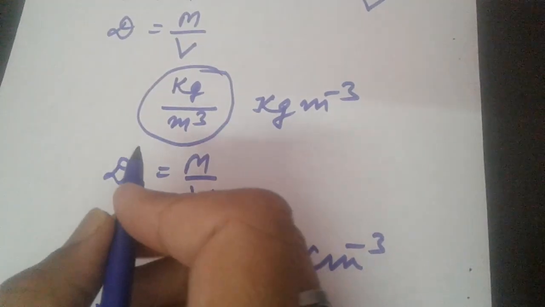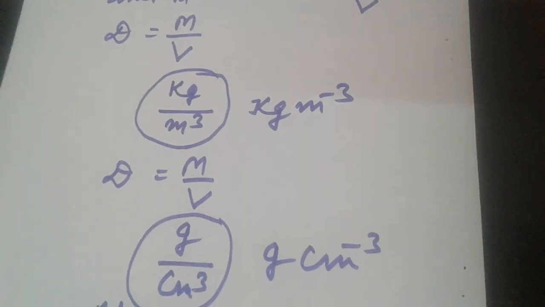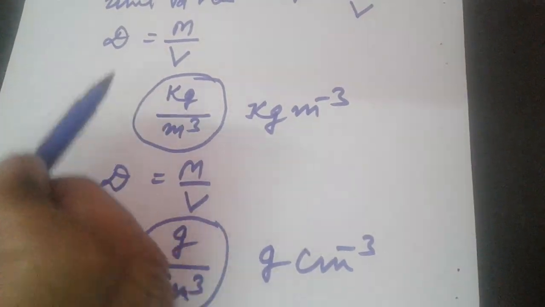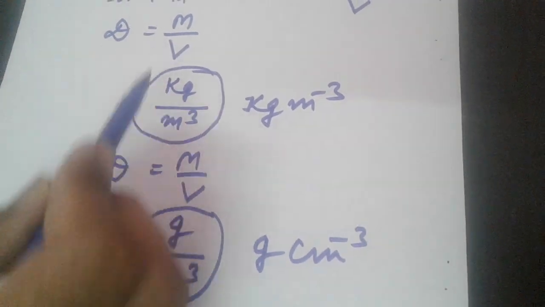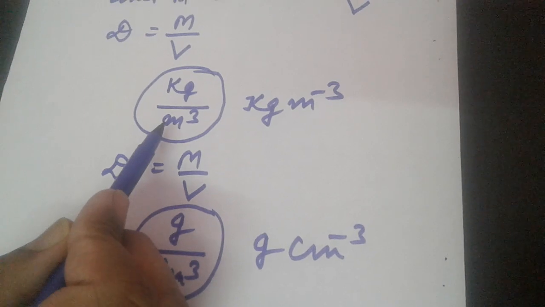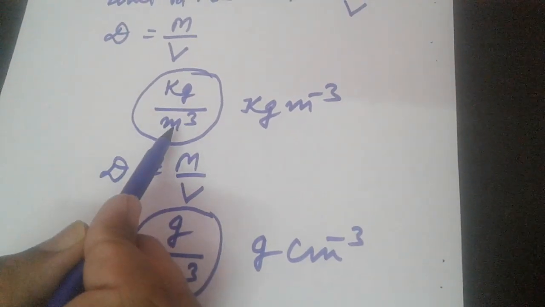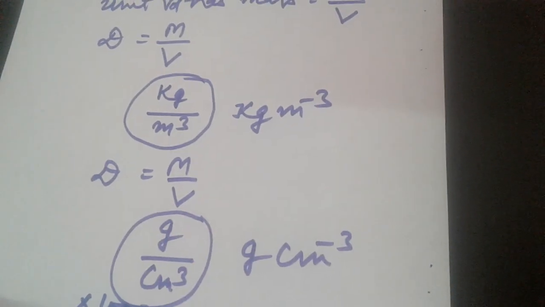Now units of density. We know D equals to m upon V. So SI unit of mass is kilogram and SI unit of volume is meter cube. So what will be the SI unit of density? Kilogram per meter cube. We can also write this way, kilogram meter minus 3.